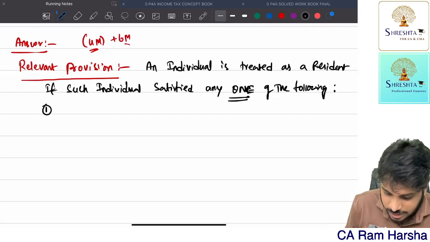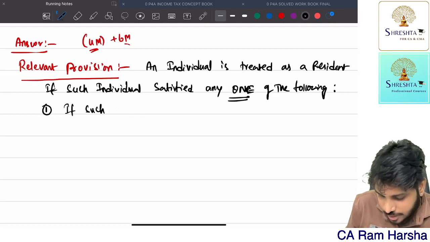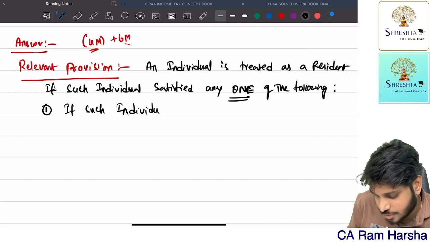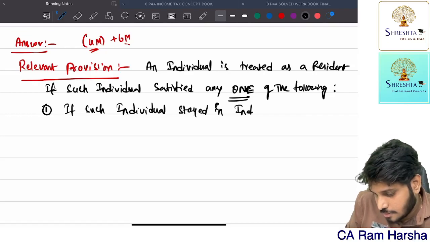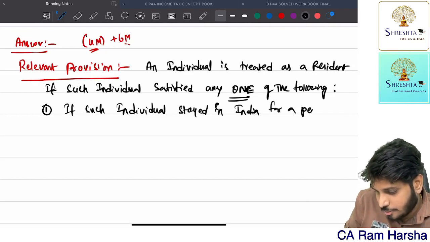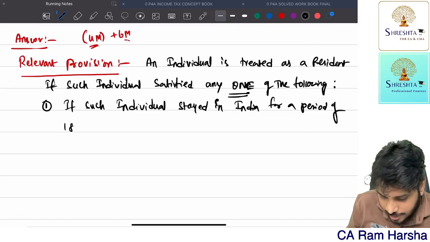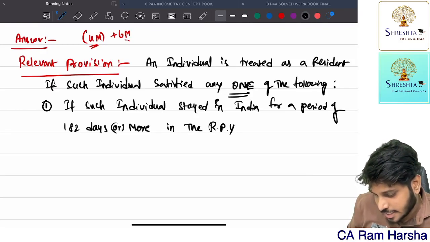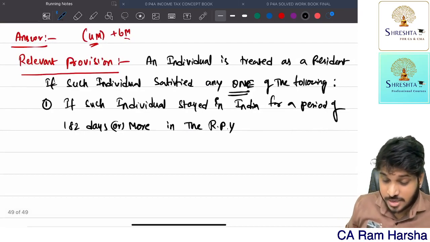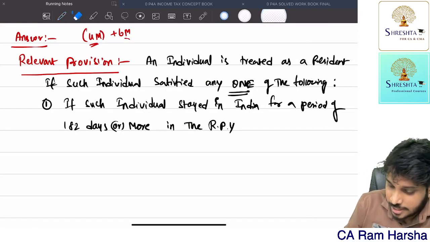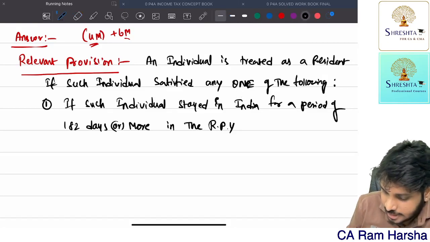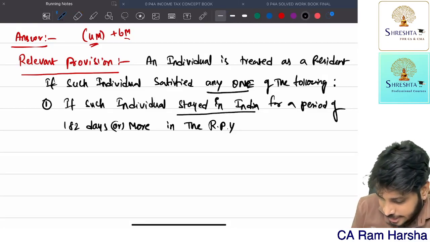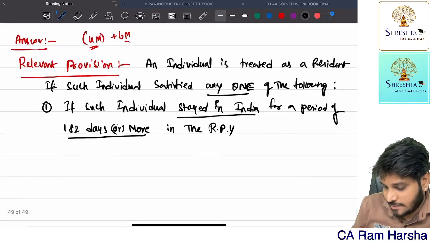Okay, first point, what is it? If such individual stayed in India for a period of 182 days or more in the relevant previous year. In the exam you should write full forms. And by the way, remember, you should also underline the keywords. That is also important. Getting it? Any one of the following conditions: stayed in India 182 days or more in the relevant previous year.